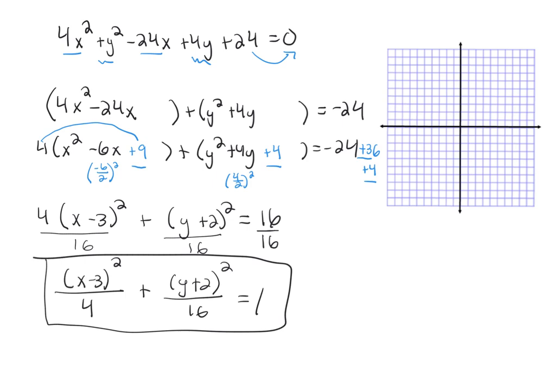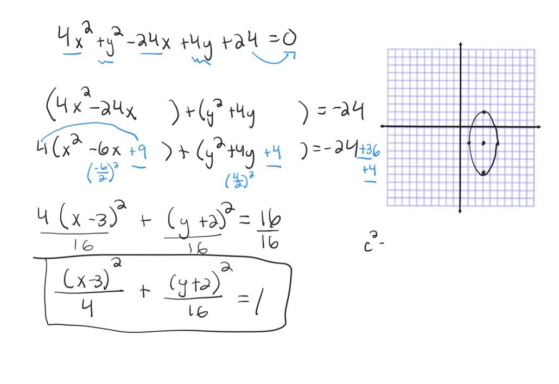Let's see, we have a center at 3, negative 2. And then let's see, under the x is a 4, so I'm going to go left and right 2. And under the y is a 16, so I'm going to go up and down 4. And there I can sketch.